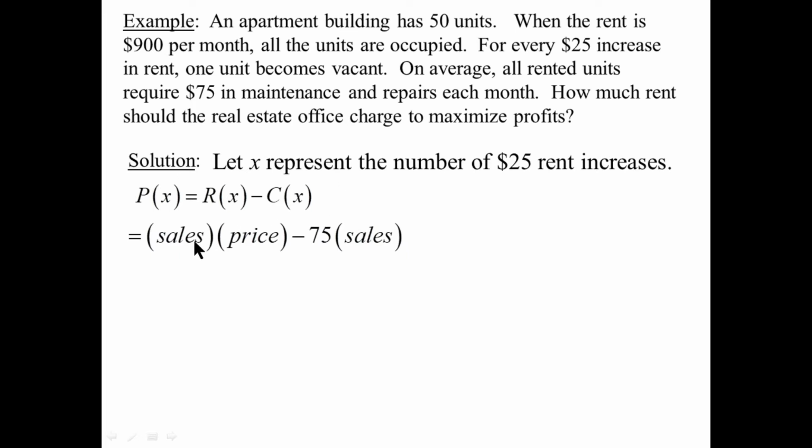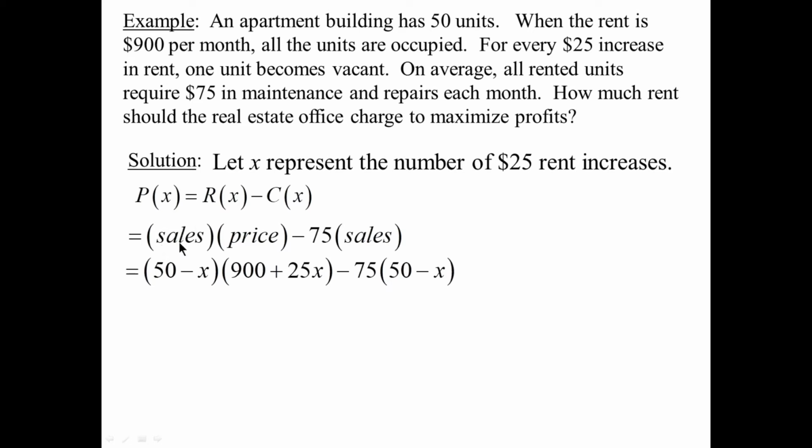And the sales, or the number of rented units, is, let's look into the paragraph, 50. Take away 1 for every time we raise the price. So it'll be 50 take away X, because X represents the number of times we change the price. So these sales are 50 take away X, while the price is currently 900, but it's going up by $25 every time we change the price. So this price is 900 plus 25X. Sales are all 50, take away the empty ones. And there's one empty one for every raise in price.